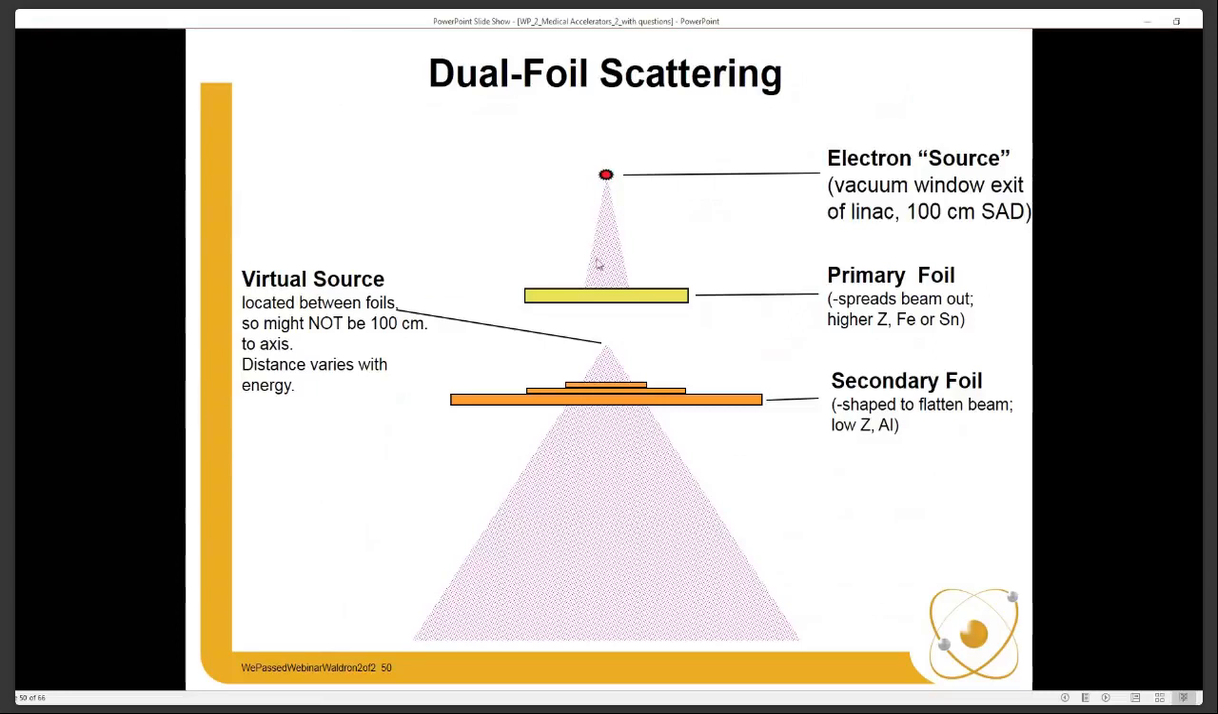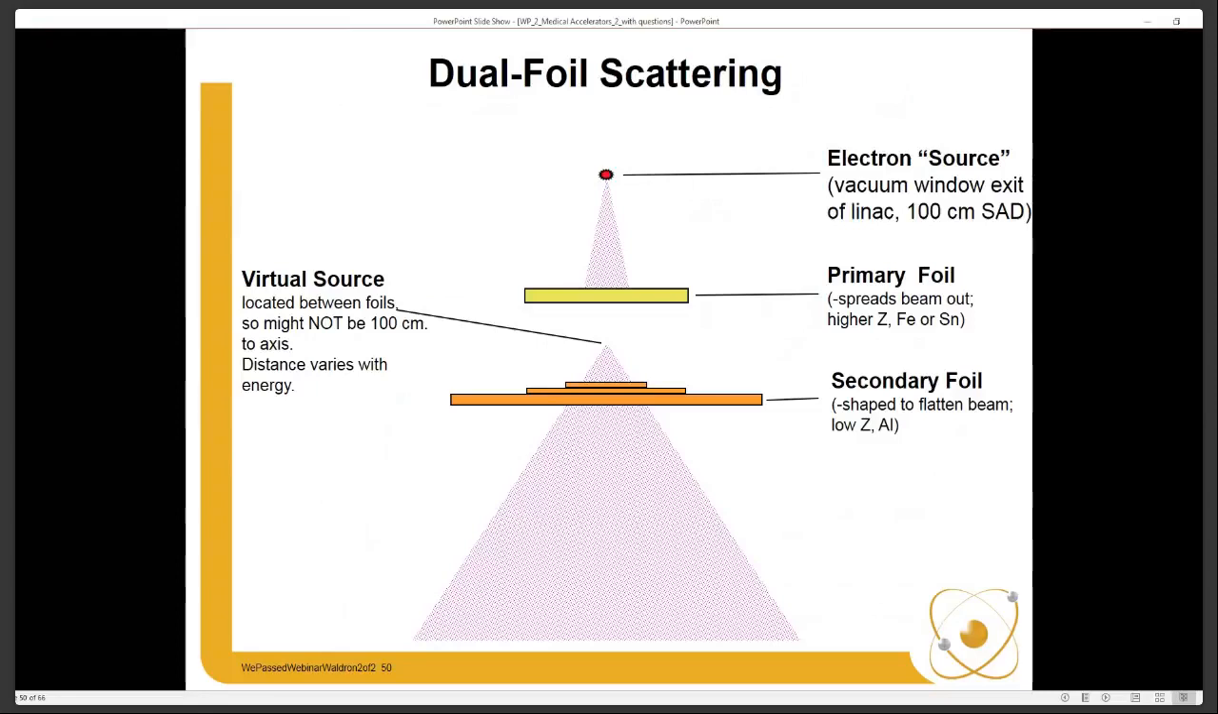Incidentally, if I have a dual foil scattering system for my electrons, my virtual source is likely to locate somewhere between the two foils. It is often not corresponding to the window, even though the window is the source. Now, these foils being in the beam do produce some photon contamination. They act as targets. We get some bremsstrahlung occurring here. And there's another way to deal with that.